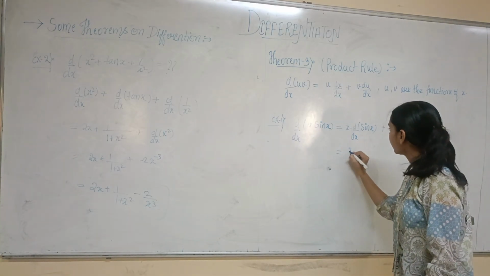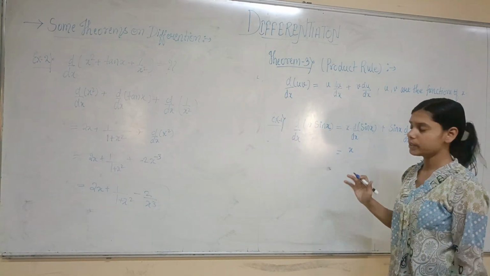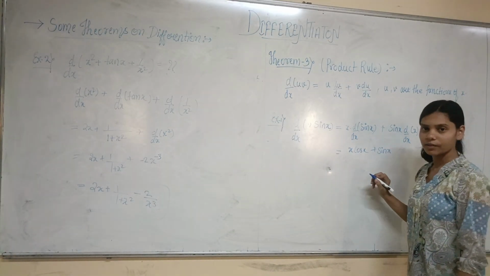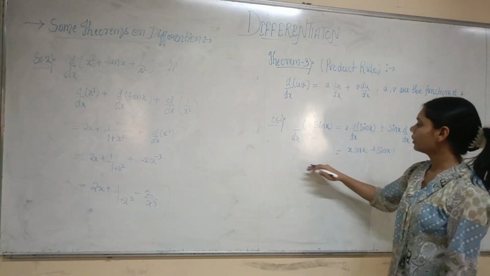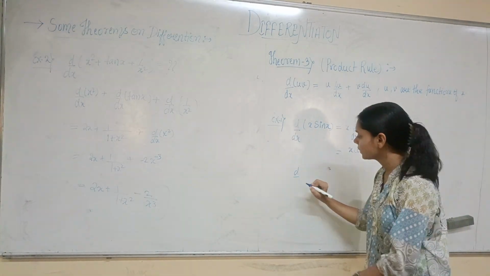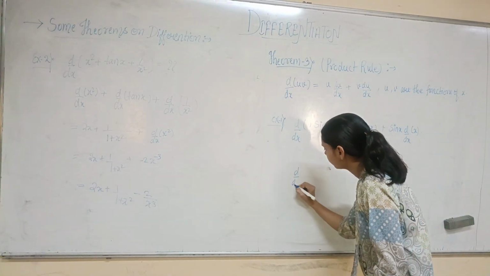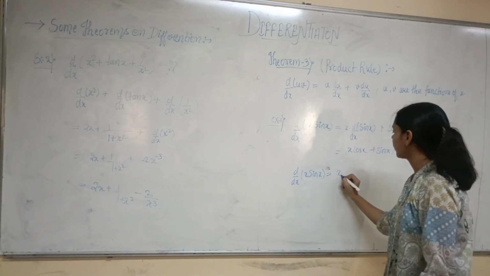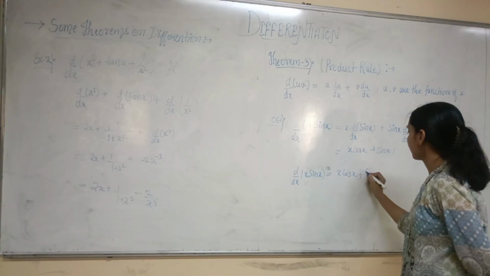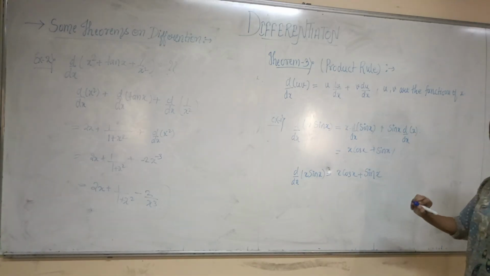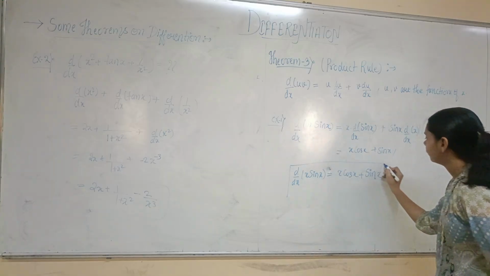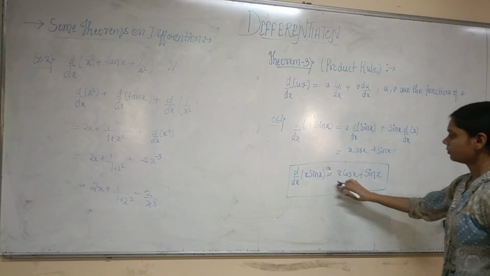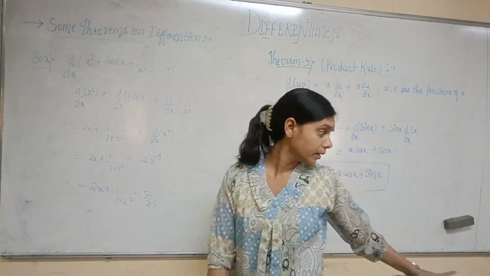What is the differentiation of sin x? cos x. So x cos x plus sin x, and what is the differentiation of x? 1. So this is called the product rule. d/dx of x sin x is equal to x cos x plus sin x. This is the answer, and it is done by the product rule.